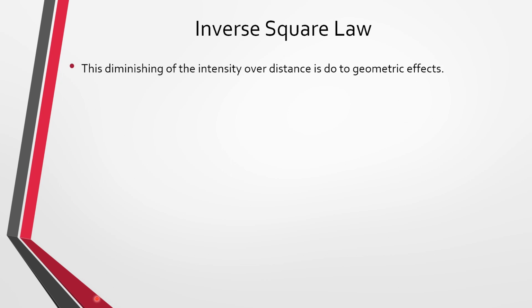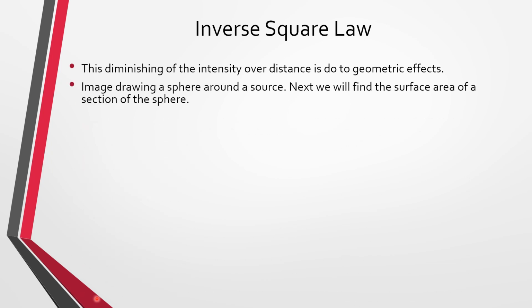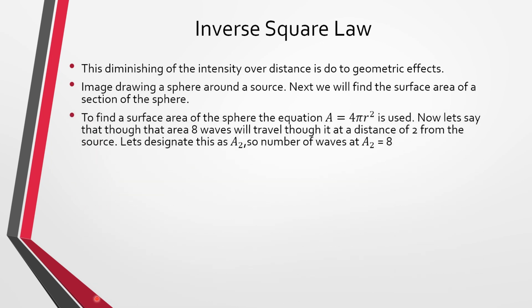This diminishing of intensity over distance has to do with geometric effects. We'll talk about the geometry of it so we get a broader understanding. Imagine drawing a sphere around a point source. The source can represent the source of our X-rays, just a point in space, and we draw a sphere around it. Now we'll find the surface area on a section of that sphere. To find the surface area of the sphere, the equation 4 times pi r squared is used. This is the area of a sphere.